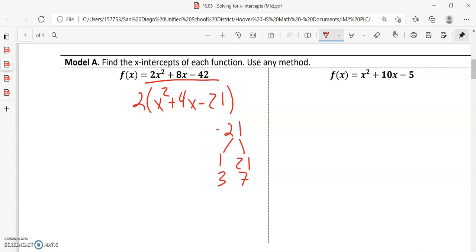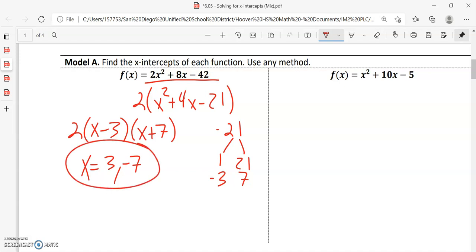So we're trying to get to negative 21 and add to 4, which means that we are going to have a negative 3 and a positive 7. So we can factor x minus 3 times x plus 7. And that means that my x values are positive 3 and negative 7. So we factored, we're done. We found the x-intercepts of our model A.